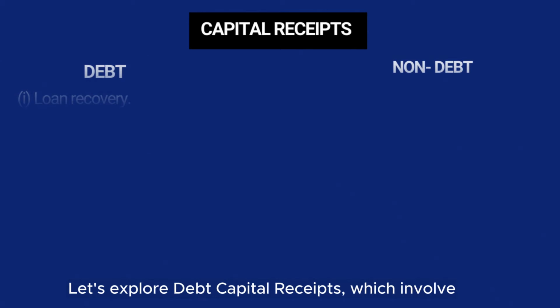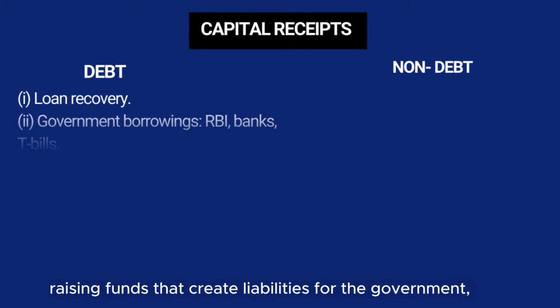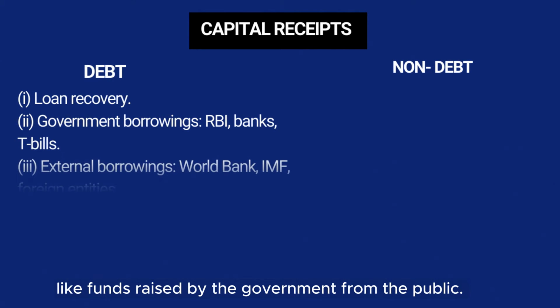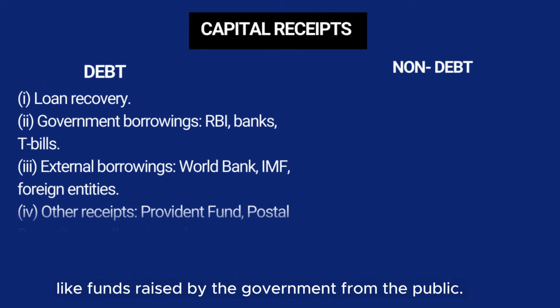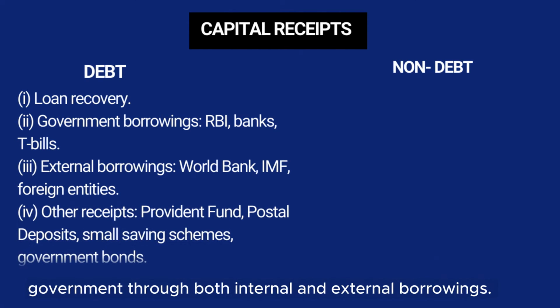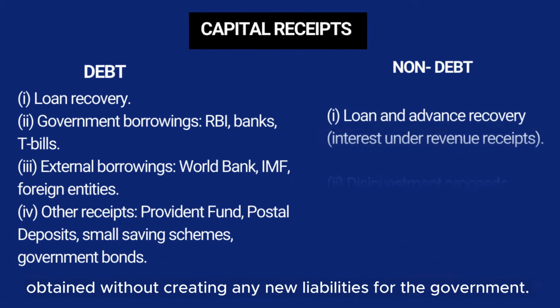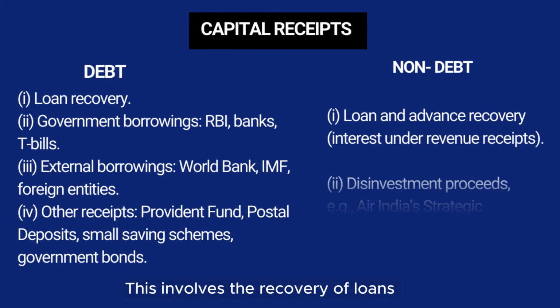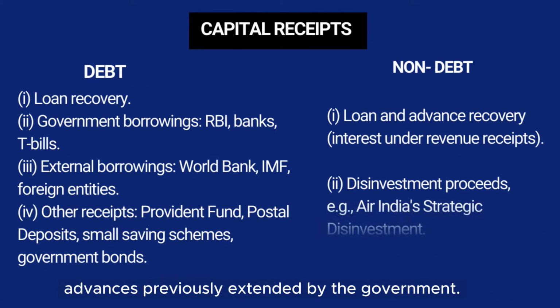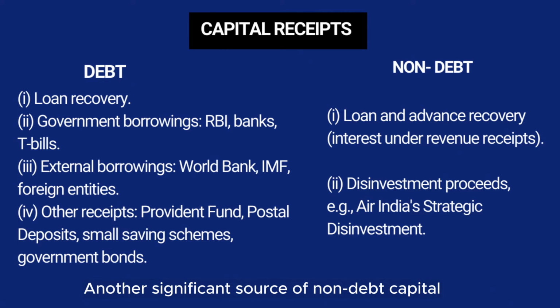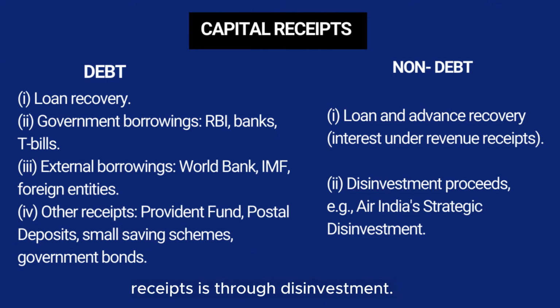Let's explore debt capital receipts, which involve raising funds that create liabilities for the government, like funds raised by the government from the public. These include funds raised by the government through both internal and external borrowings. Non-debt capital receipts are funds obtained without creating any new liabilities for the government. This involves the recovery of loans and advances previously extended by the government. Another significant source of non-debt capital receipts is disinvestment.